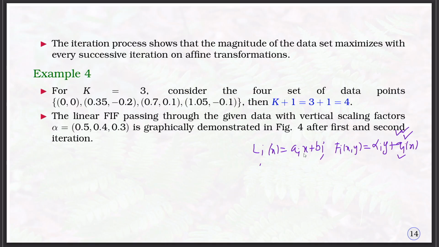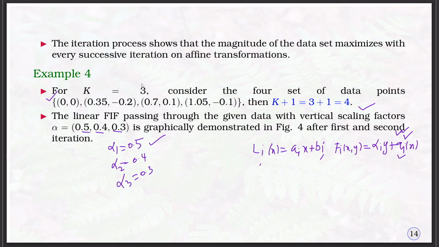So, it never affects the number of points generated. It depends only on the number of data points, not on the parameters. The linear fractal interpolation passes through the given data with the vertical scaling factor. Also, if you choose variable scaling, it never affects the number of points generated. Alpha equal to 0.5, 0.4 and 0.3. So, in each interval we are choosing 3 different scalings, that means alpha 1 as 0.5, alpha 2 as 0.4 and alpha 3 as 0.3. Then after the first, second and third iteration, what will happen?